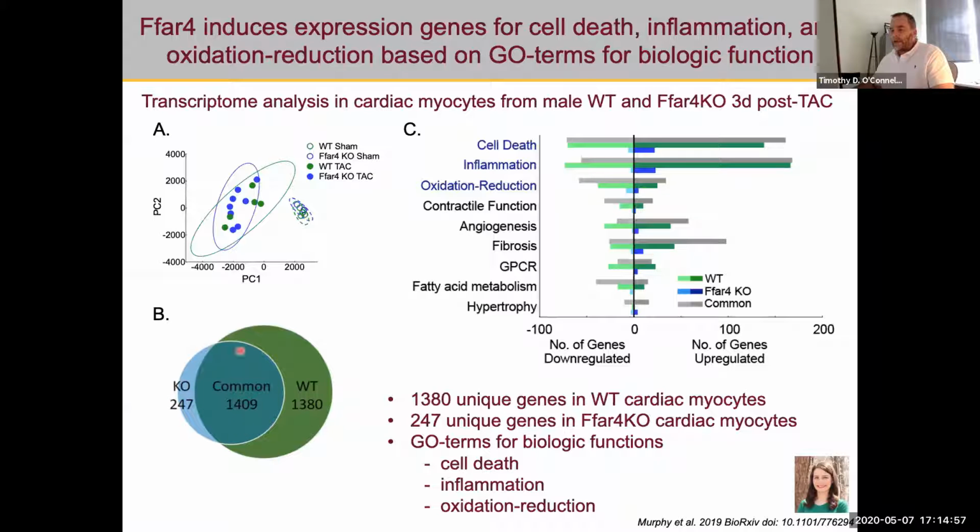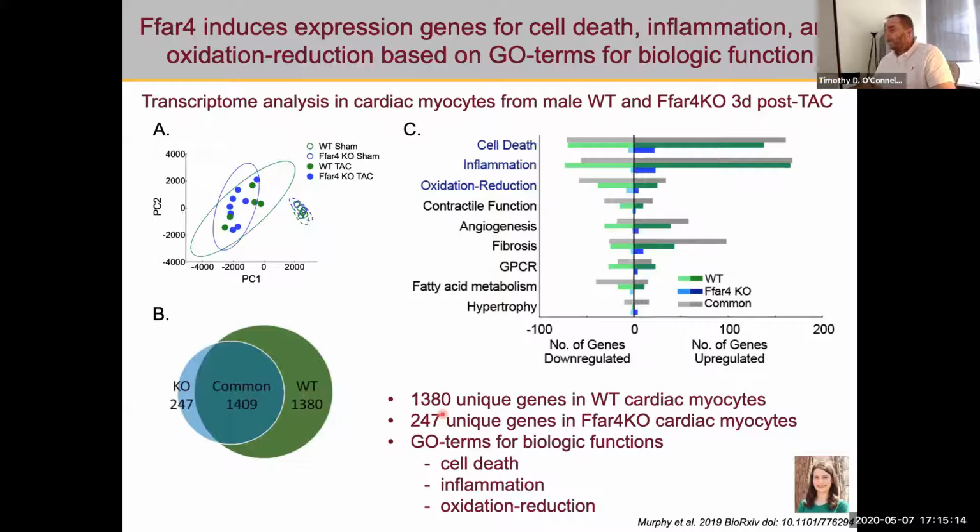And if we subtract out the common genes, about 1,400, we're left with 1,380 unique genes that were changed 1.7-fold up or down in wild type cardiac myocytes post-TAC, but only 247 in the KO. So quite a significant specific transcriptional difference.